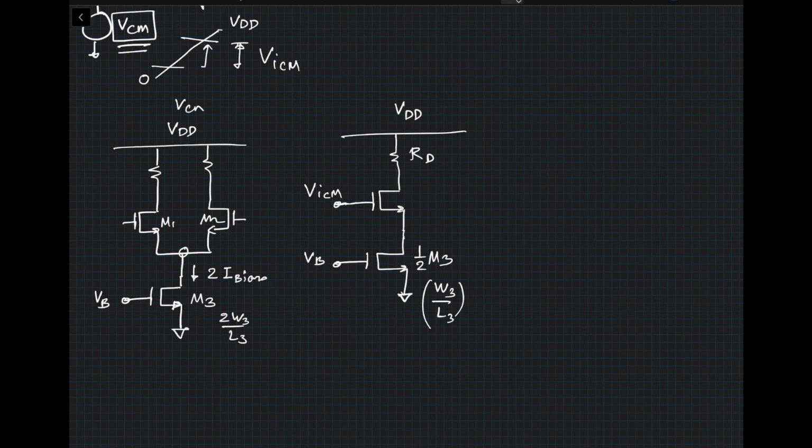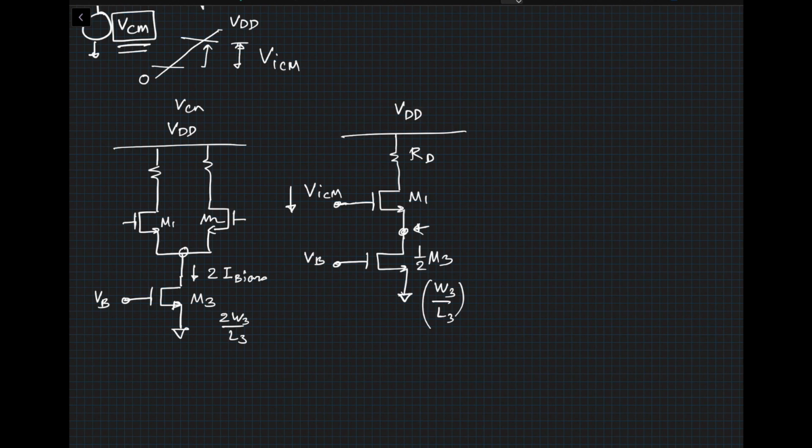So let's say we start taking this VICM down. As I take the VICM down, this particular node, the source of M1, will also start going down. And at a certain point, this voltage will become so low that the transistor M3 will be on the verge of getting into the non-saturation region.